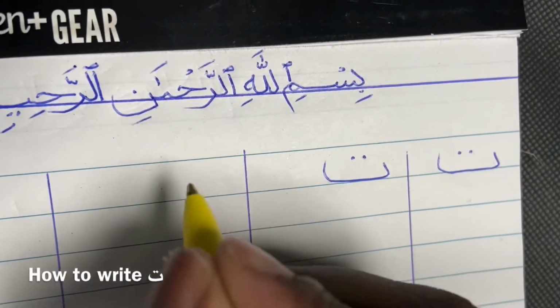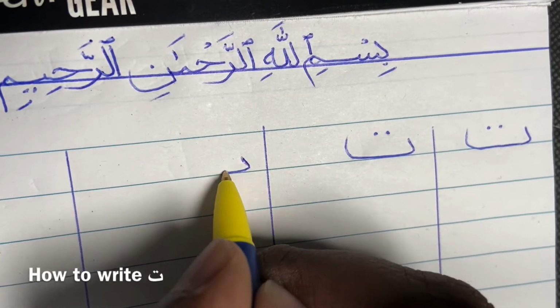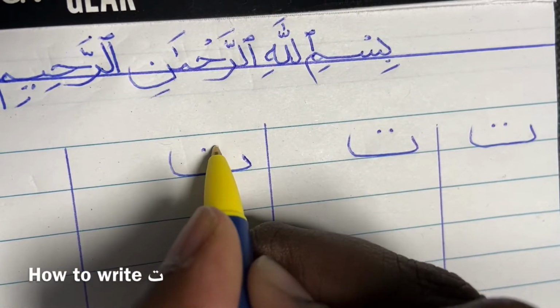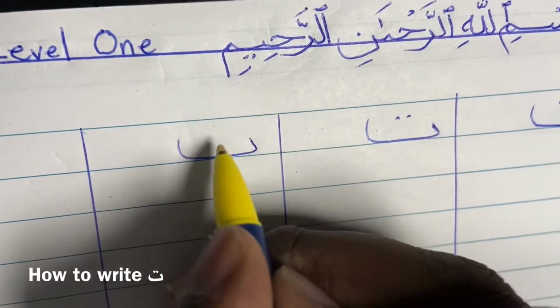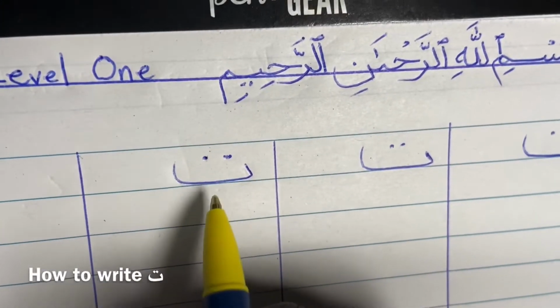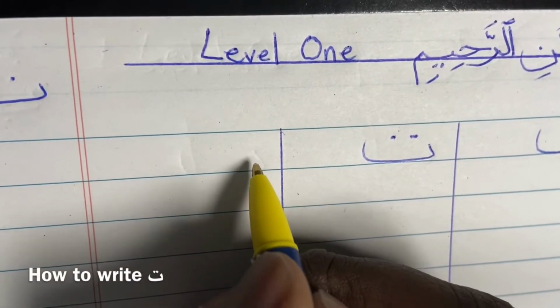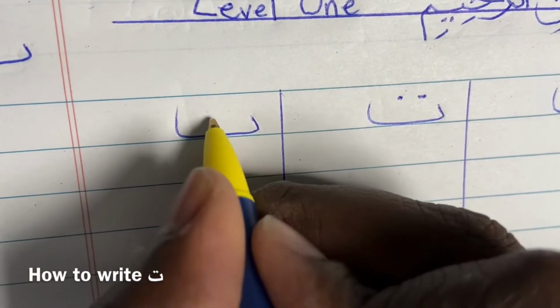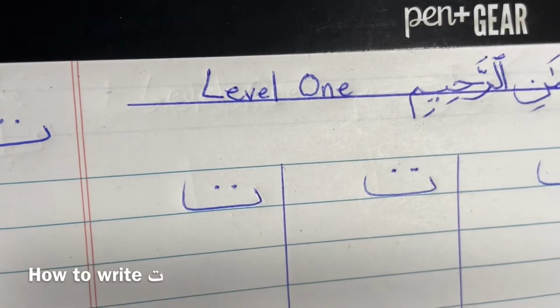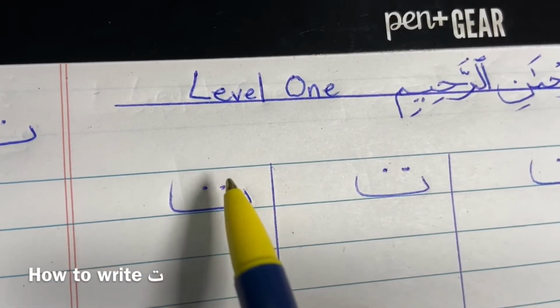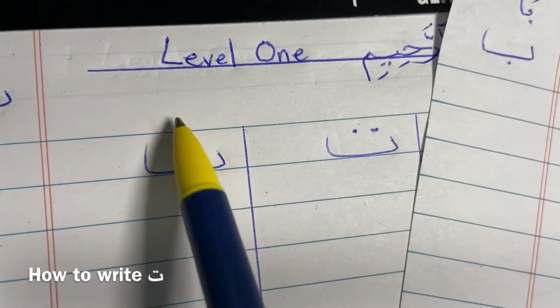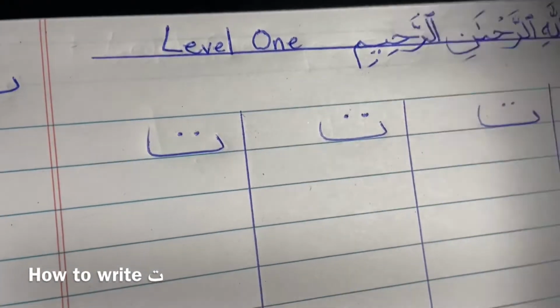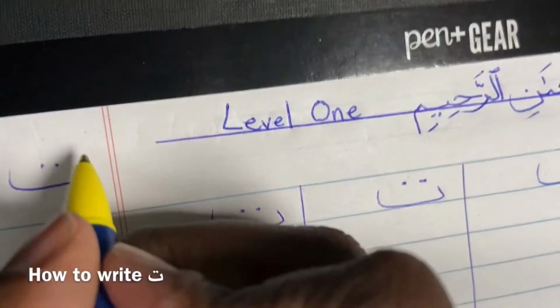Say ta. Ta. Ta. So make sure the students can differentiate ta and ba. As we learned earlier, ba has 1 dot under. Ta has 2 dots on top. Make sure the students can differentiate between ba and ta, and make sure they're pronouncing it correctly.